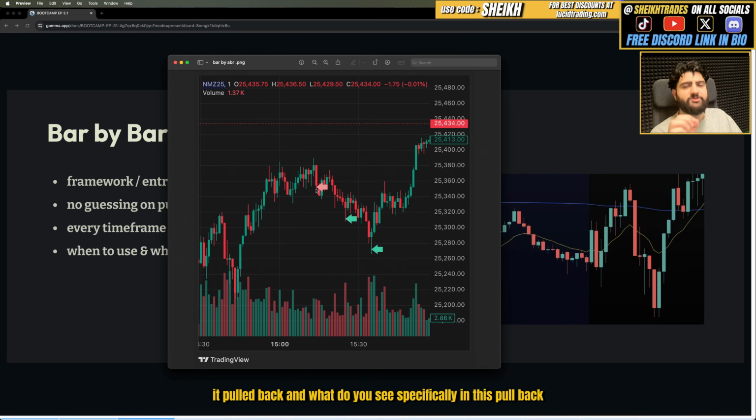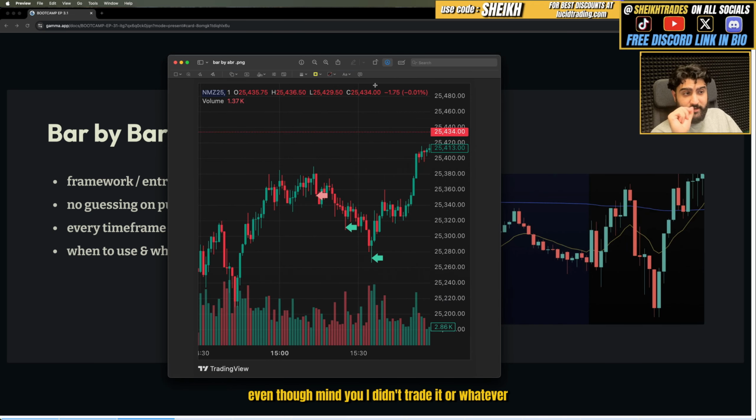It pulled back. And what do you see specifically in this pullback? Even though, mind you, I didn't trade it. Do you see how we never break the low, never break the low, never break the low, never break the low, and then here on this candle where my mouse is going over, we're finally breaking the low. Now what does that show you? You have a calculated risk. You know where to enter. You know where your exit would be. You're entering based on this with your exit at the tops. You're risking max 20 points with a potential of making 30, 50, 60 points.